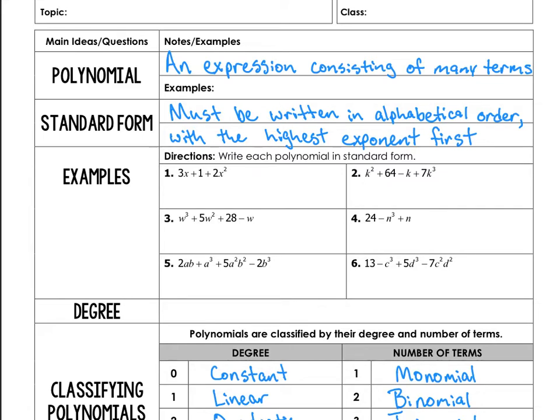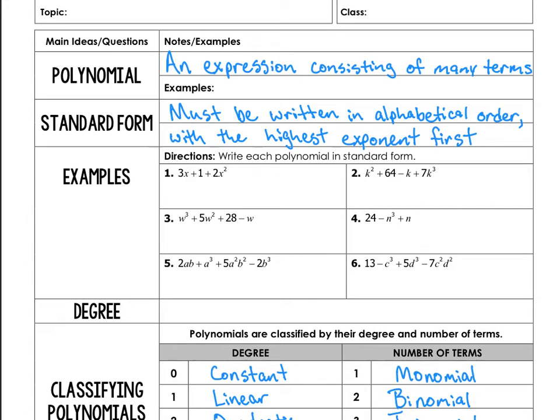Now, there's something that we need to know about polynomials. There's something called standard form. There is a standard form of polynomials, and really all this means is that the polynomial must be written in alphabetical order with the highest exponent first. Now, there's one thing I kind of skipped over here that I want to show you.